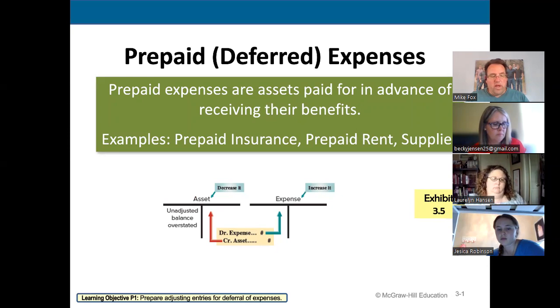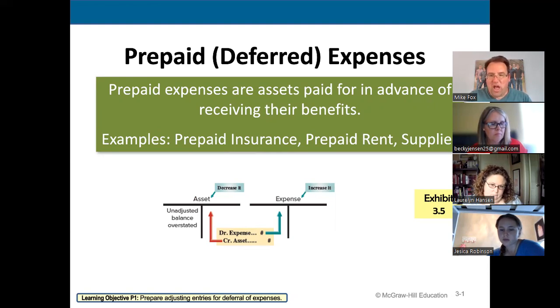And so my adjusting entry then is to recognize the amount of that prepaid asset I used up and claim an expense for it. So for prepaid expenses, sometimes we call them deferred expenses, my adjusting entry will always be a debit to an expense account and a credit to an asset account. So I'm showing that I have the expense, and then I'm reducing the amount of the asset because I've used some of it up.